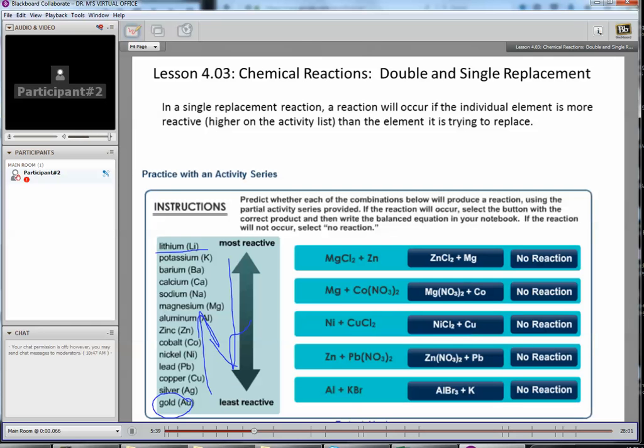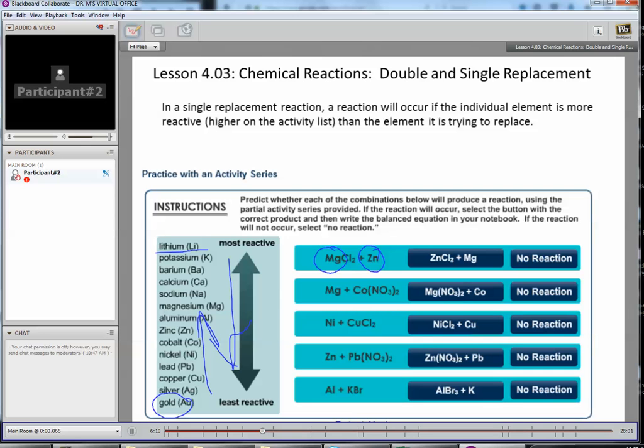Okay, so we need to keep that in mind, that we might have some reactions where it looks like a reaction should take place, but because of the activity series, we can't actually do anything with it. So in isolating our first example here, we have magnesium, we have zinc. In theory, these should be able to switch places with each other, but we need to check the activity series first.